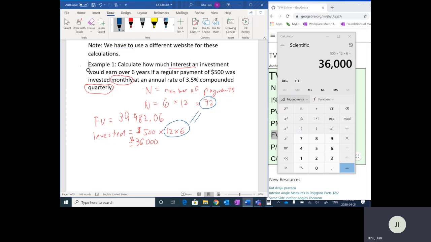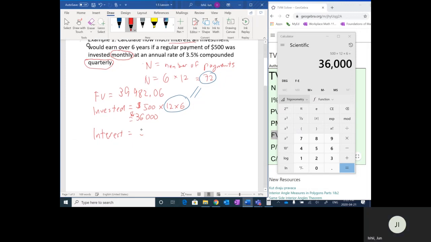To get the interest, it's going to be equal to the final value, which was $39,982.06, minus the amount we put in over the 6 years. That's 36,000, and when you subtract that, we get $3,982.06. That's the amount of interest.